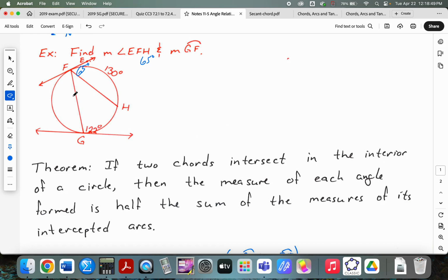Now, if we're trying to find the measure of arc GF, it'd be nice if we knew the measure of angle FG, whatever point is out here. And we can find that pretty easily just by subtracting 122 from 180. That's 58 degrees. Since the angle is half of the arc measure, then this arc should be how much? 116. Yeah, it should be 116 degrees.